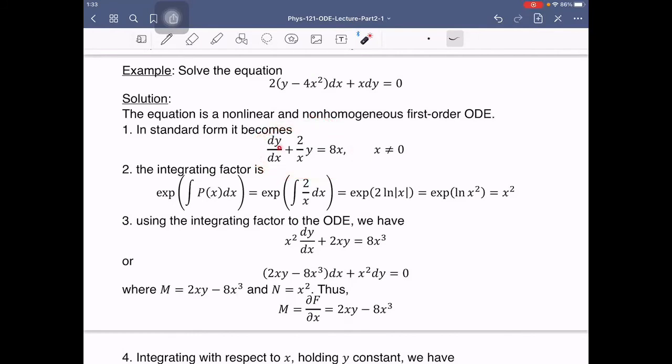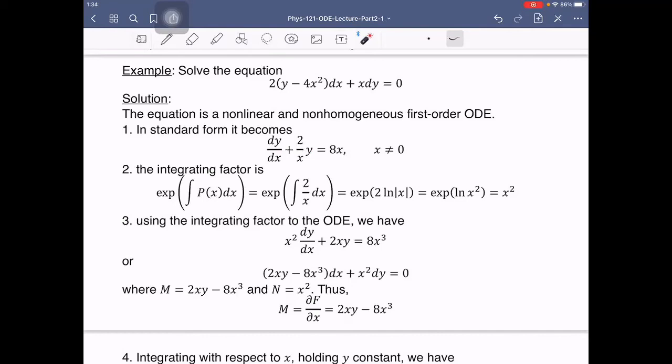So we have dy over dx plus 2 over x times y, is equal to 8x. Of course, we have to take note that x should not equal 0, otherwise it becomes indeterminate. Alright? So this is a good way to practice. Do this: write this as this one. Right? So the integrating factor, of course, we can get from p of x, right? So in this case, the p of x is 2 over x.